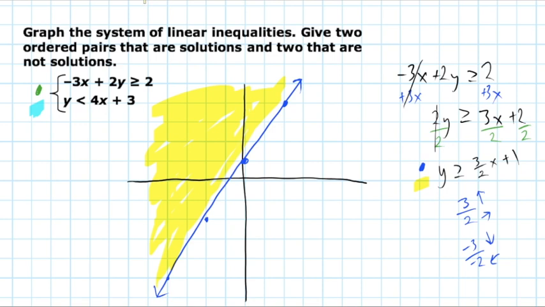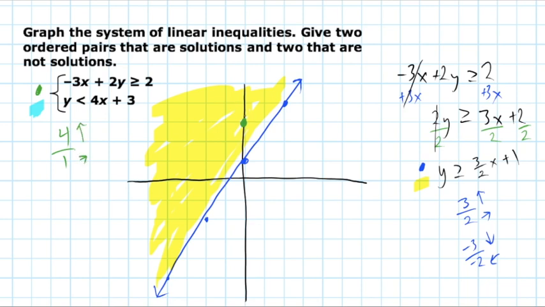So then now I need to do the second line. So it's already in the slope-intercept form. So it had a y-intercept of 3. So I'm going to come up here to 3, drop my point. It has a slope of 4 over 1. So that is telling me I'm going to go up 4 and right 1.